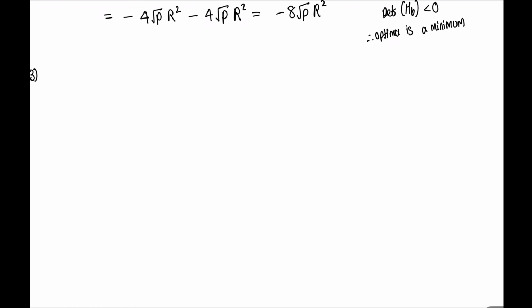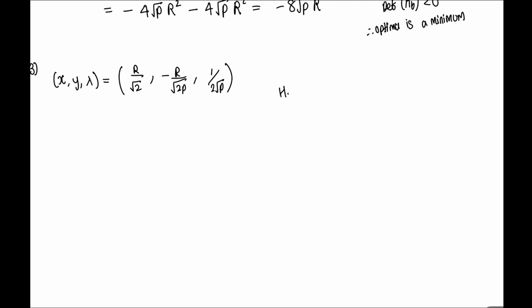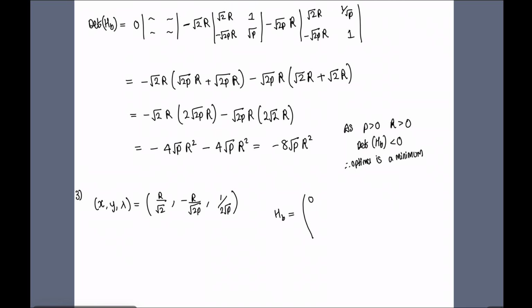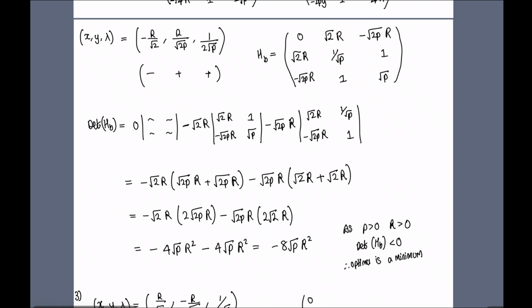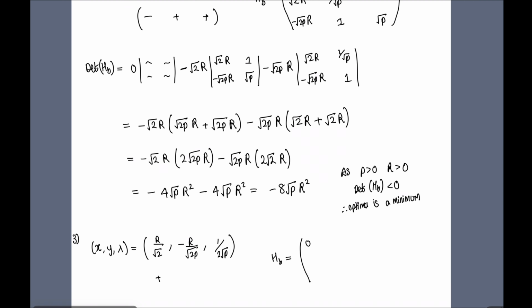If we now move on to solution number 3, so x, y, and lambda, we had r over root 2, minus r over root 2p, and then 1 over 2 root p. So again, if we work out the bordered Hessian, this stays as 0. If we compare this bordered Hessian with this solution, we had negative, positive, positive. This time we have a positive, negative, positive.